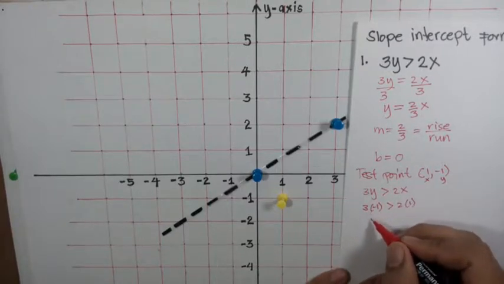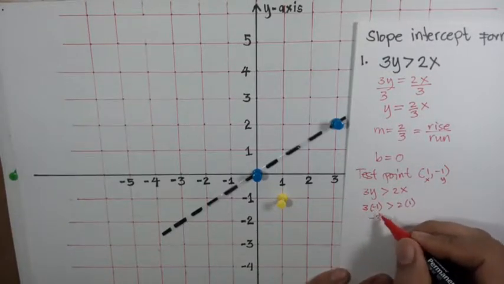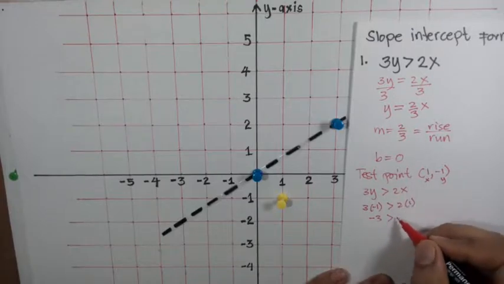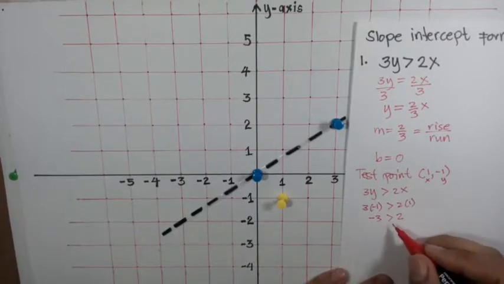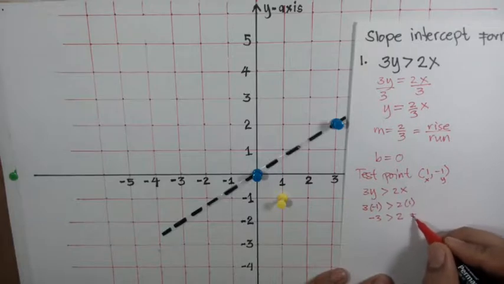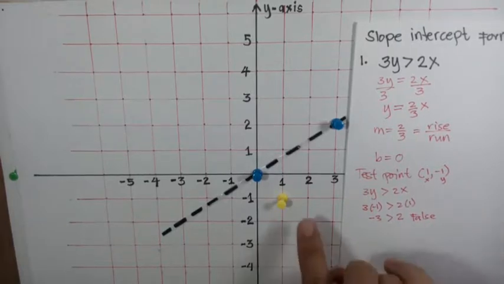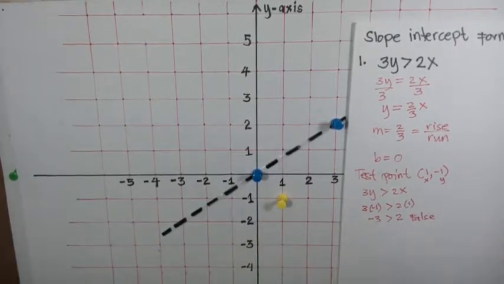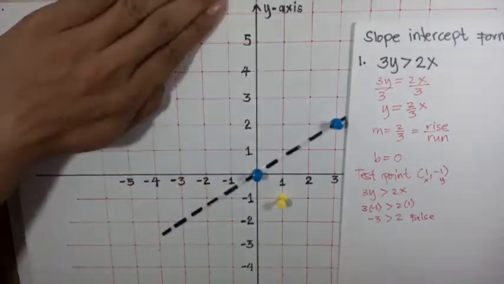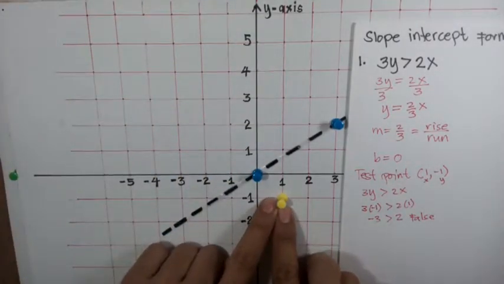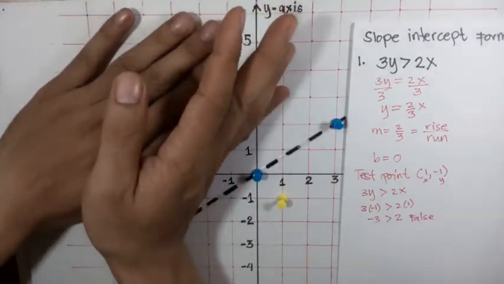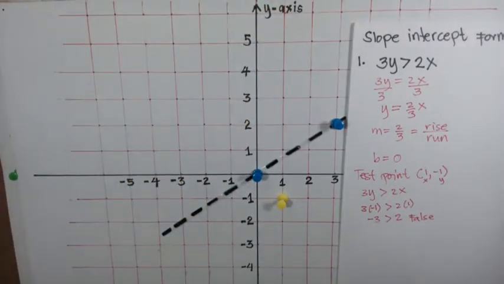3 times negative 1 is negative 3. And then 2 times 1 is 2. Is negative 3 greater than 2? No, it's false. So, meaning to say, this is not the solution. This point is not the solution. All the points on this part are not the solution. The solution is on the opposite part.